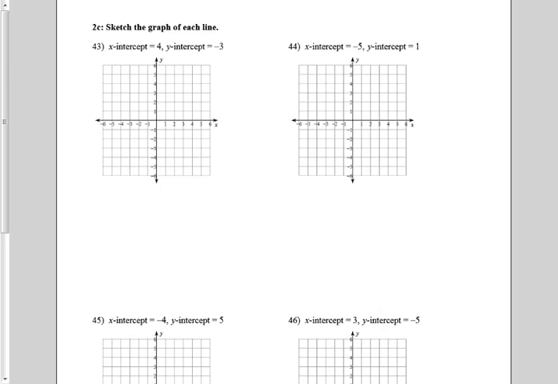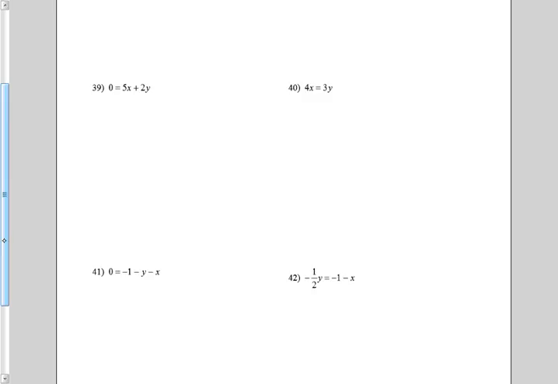Now, I will tell you that we need to do another objective in here. So this objective wasn't labeled, so I'm going to label it right here, that starting with 37, I'm going to do 2b, which is slightly different, but I'm just going to label it parallel and perpendicular. And what we're going to do, we're going to come back to this in 1 minute.